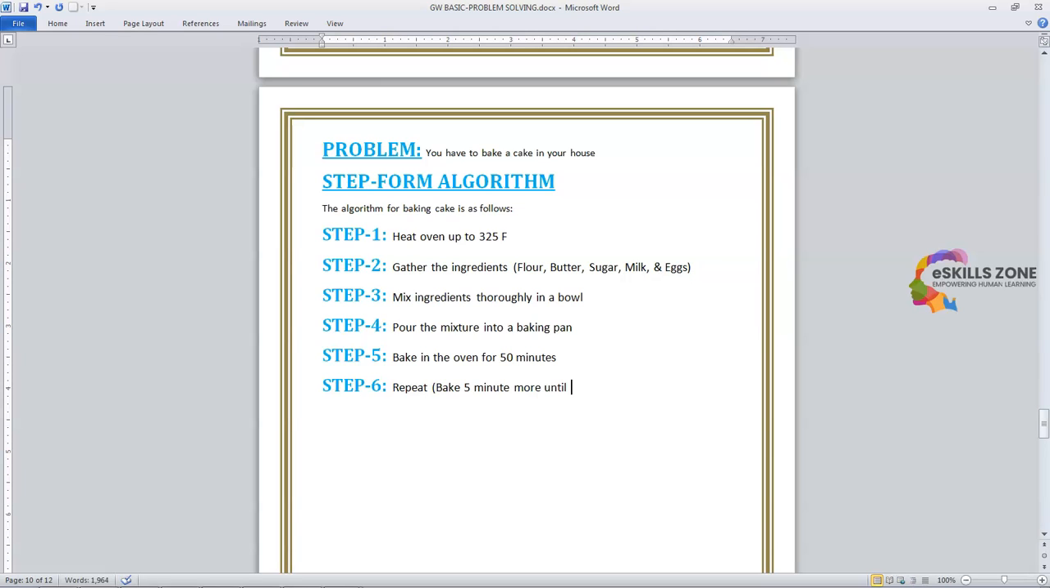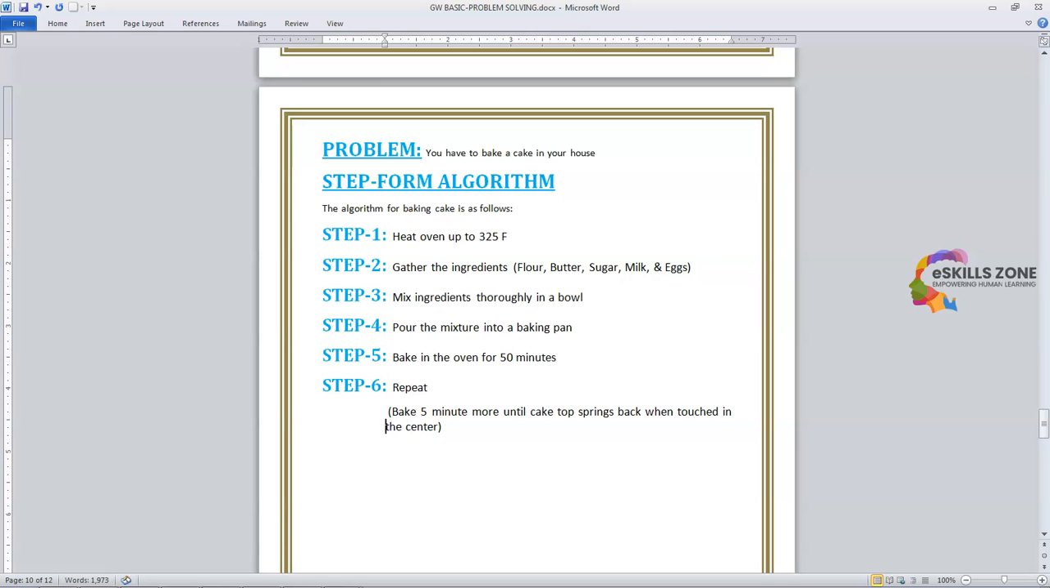until cake top springs back when touched in the center. So this is the repetition process. We need to bake it again for 5 minutes in order to get the required results.